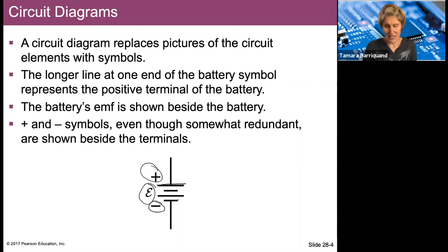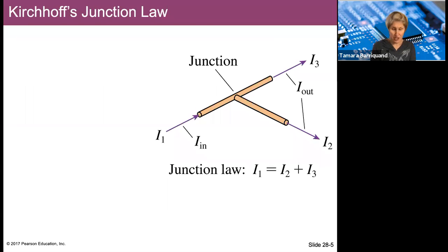Now let's review two of Kirchhoff's laws and see how we can apply those to our circuit diagrams. So the first of those laws is Kirchhoff's junction law. And Kirchhoff's junction law just basically says whatever goes in must come out of our junction. So if we have a current going in, the total currents going into this junction must be equal to the total currents coming out. So in this case, we have I1 going in and I2 and I3 going out. So the junction law would tell us that I1 must be equal to I2 plus I3.